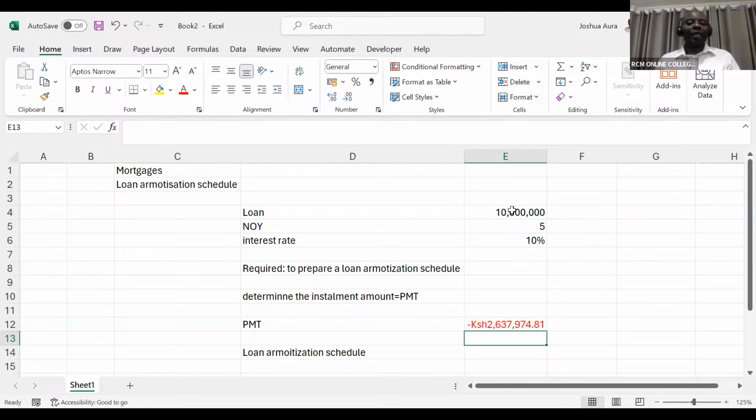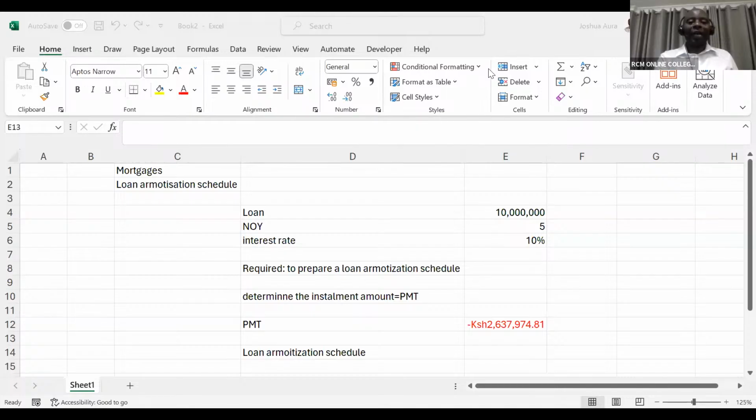And I don't want it to be negative. But first of all, before I show you how to kill that negative, let me know whether there is anybody who has been able to get that PMT.